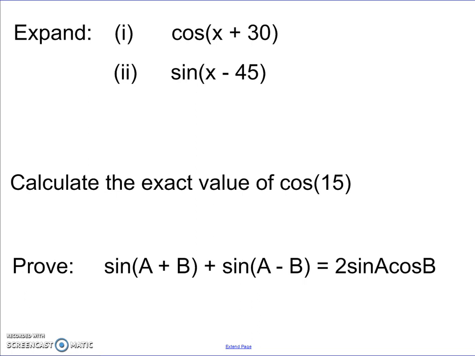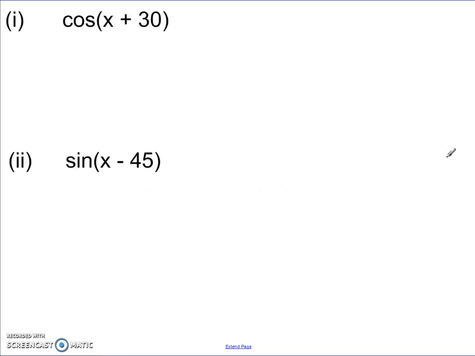First one was expand a couple of expressions using the compound angle formula. Second one, calculating the exact value of cos 15. Again, I gave you the hint that this could be done using the compound angle formula. And then the third one was using compound angles to prove an expression. So let's have a crack at these. First one, cos of x plus 30.